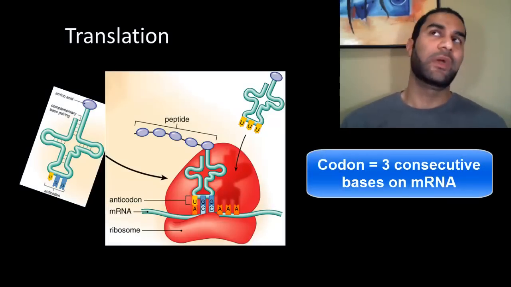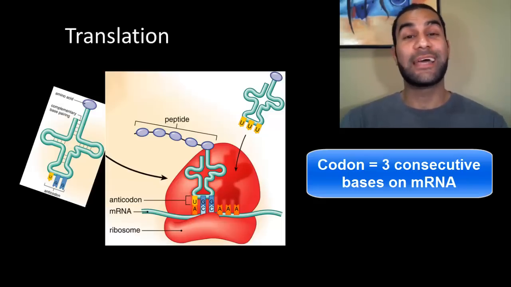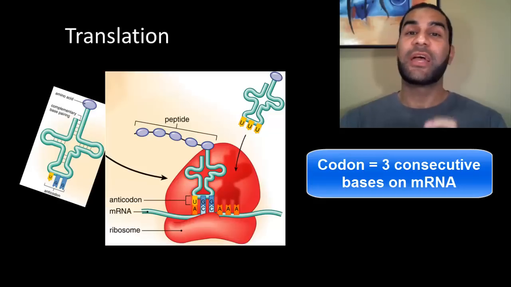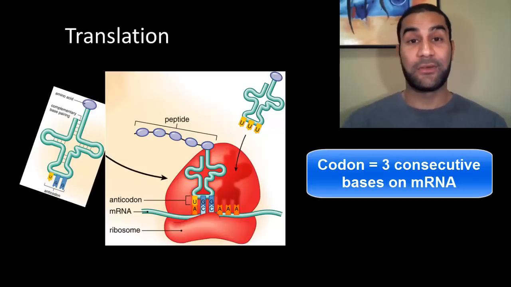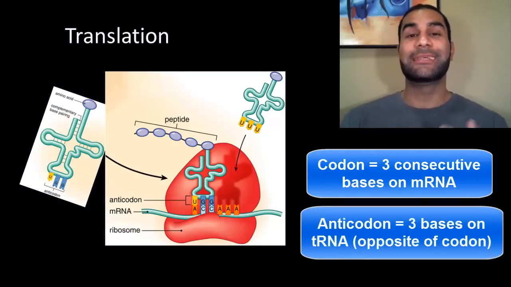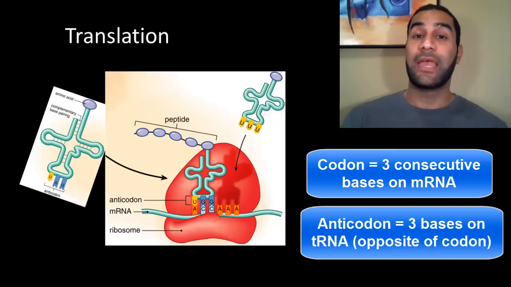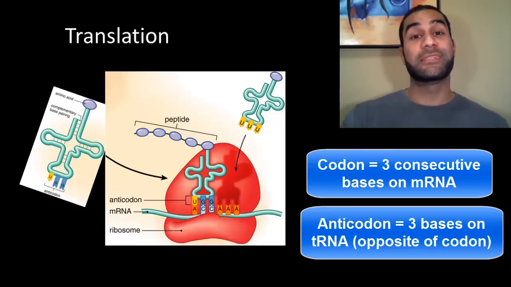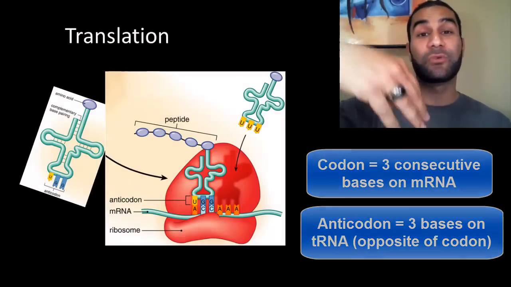Why is it 3 bases? Why not 2? Why not 4? The answer is because of the tRNA. Your tRNA always has a 3-base sequence that's trying to match up to the codon, and it's always the exact opposite of the codon. That's how they know how to match up. So these 3 bases on the tRNA fittingly are called anticodons. An anticodon is the exact opposite of a codon, and that's how they match up. So the codons are the 3-base sequences on the mRNA, the anticodons are the 3-base sequences on the tRNA, and they match up to each other, bringing the amino acids in the right place.